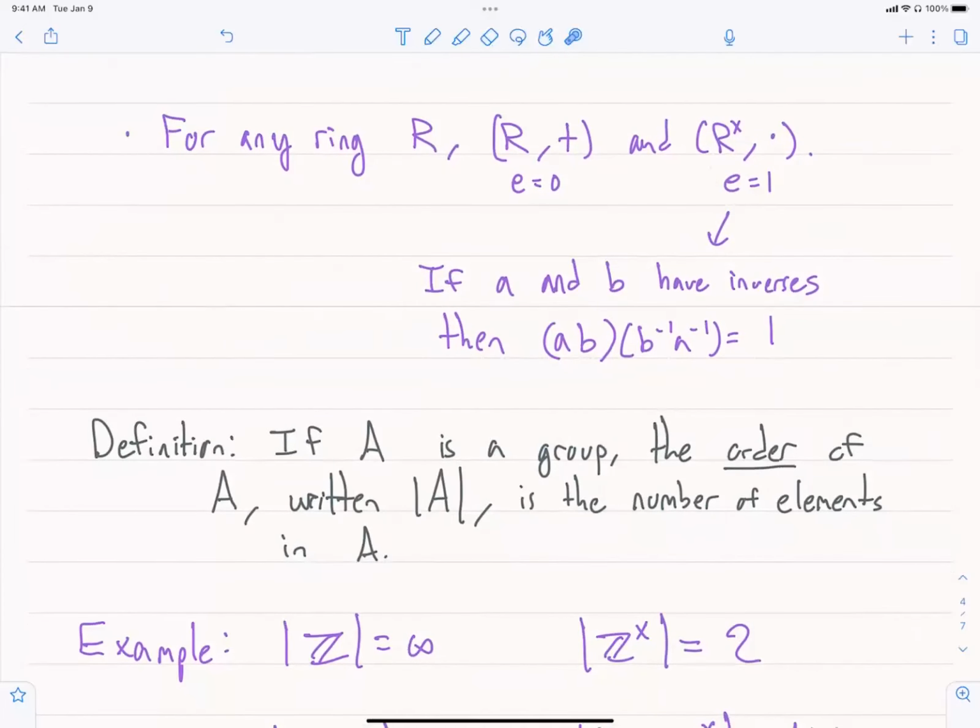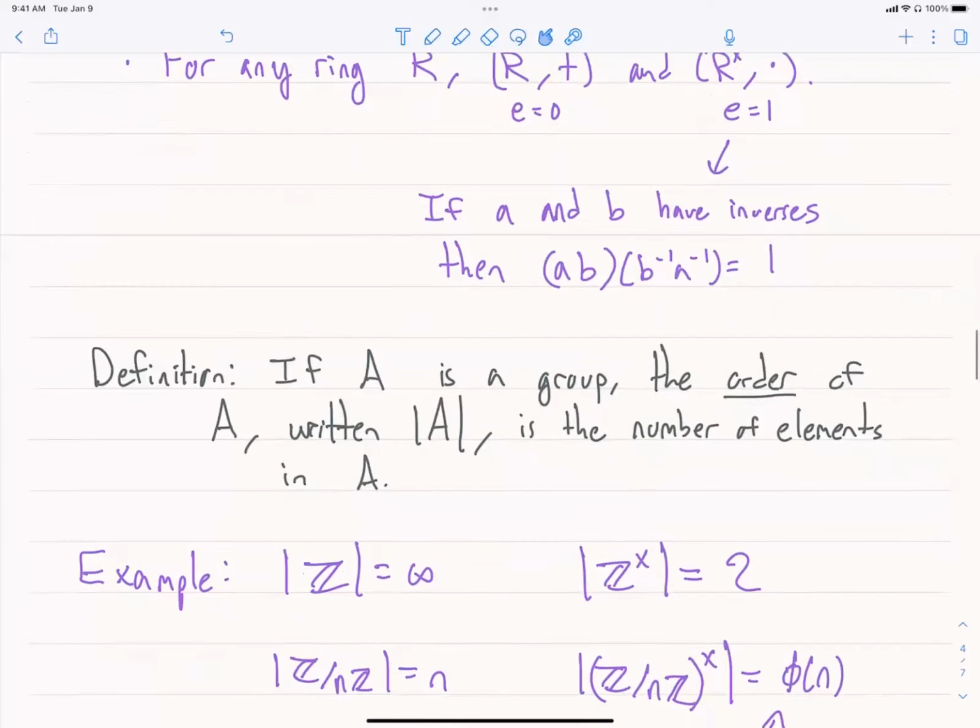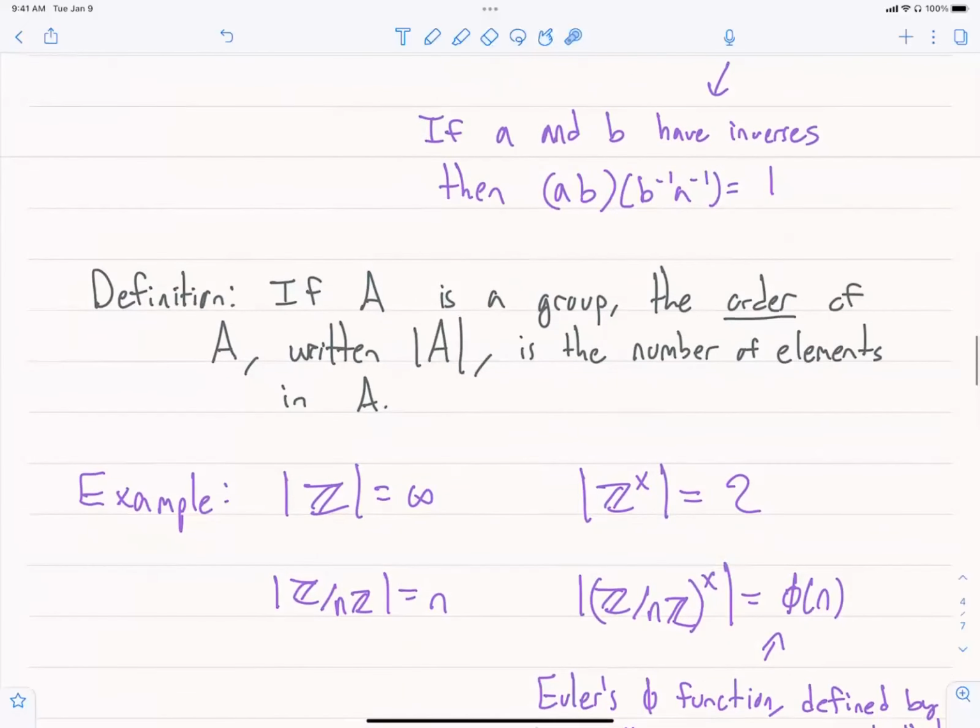We need another piece of notation beforehand. If I have a group A, then the order of A, which I write with absolute value signs around A, is just the number of elements in that group. For example, the integers have infinitely many elements. If I ever have infinitely many elements, I just write infinity, and that case won't be so interesting to us. So this is the integers under addition.